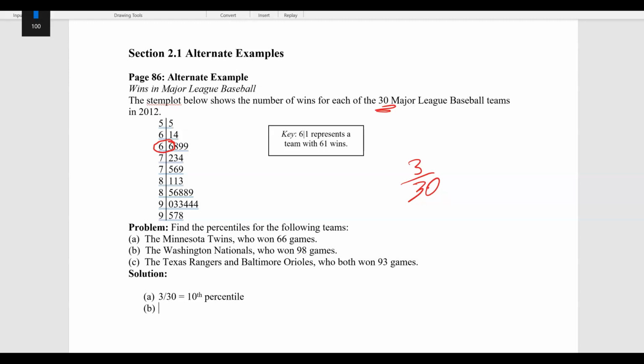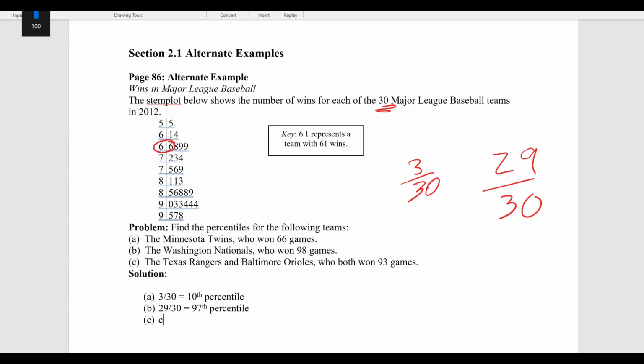Washington Nationals, they won the most games, right? So you would say they're the 100th percentile, or we're just going to go with 29 teams that are below them out of 30. So we would have 29 divided by 30, and we want to turn that into a decimal or a percent. As a decimal, it's 0.96 repeating, or 0.97. So I would just round that and say that they are the 97th percentile.